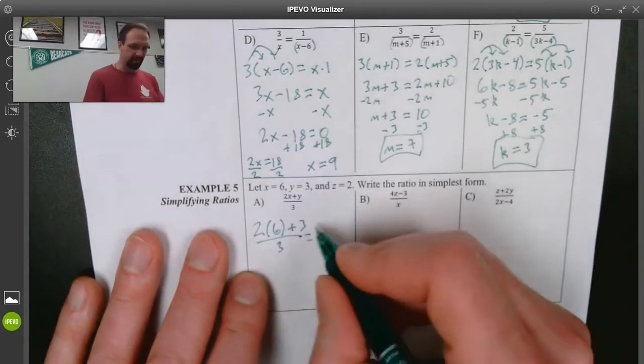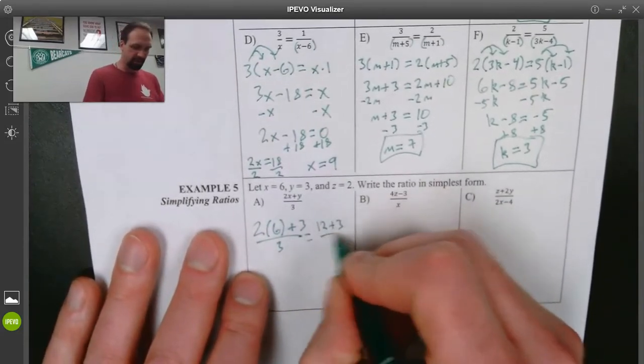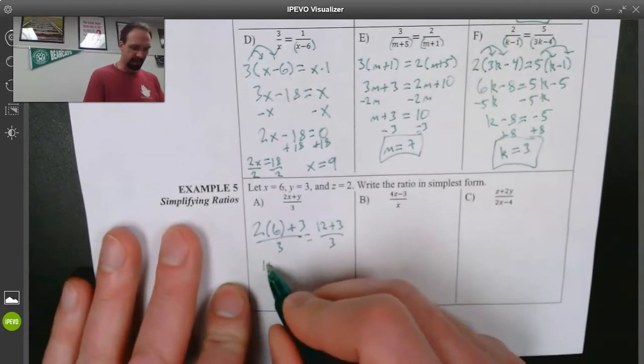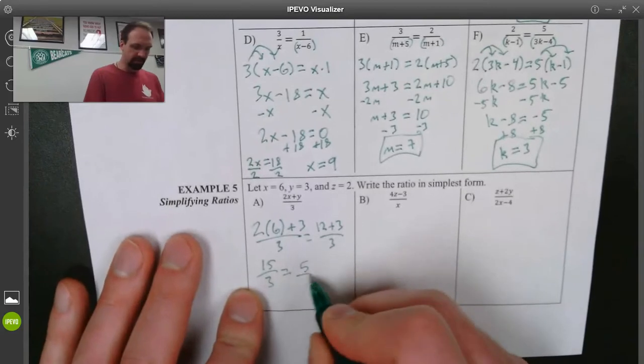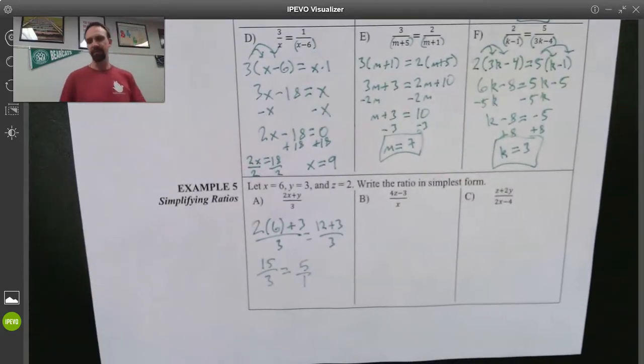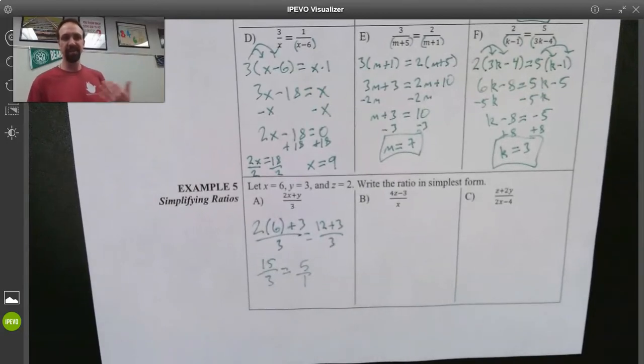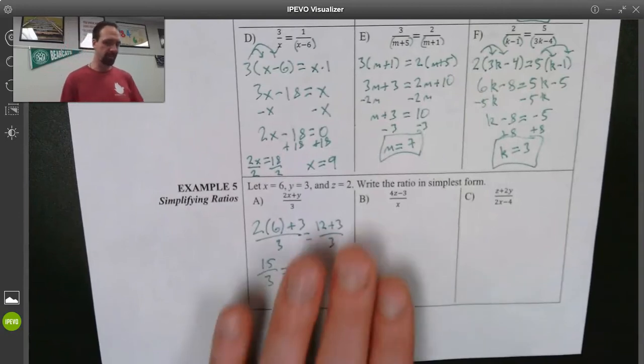We're going to do 2 times 6 first, so that's 12 plus 3 over 3. 12 plus 3 is 15. 15 divided by 3 is 5. It says it's a ratio, so it's actually going to be 5 to 1. So just note, because it says it's a ratio, I'm actually going to leave that 1 in the denominator because it's 5 of one part to 1 of another part.